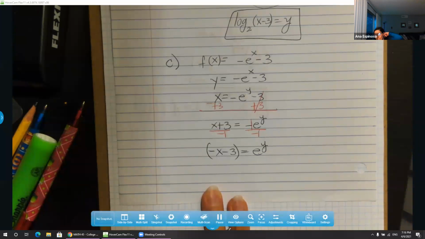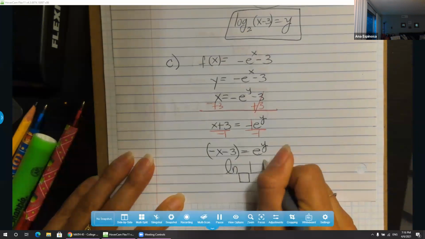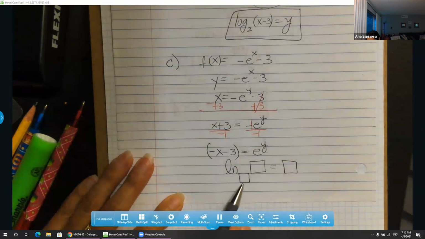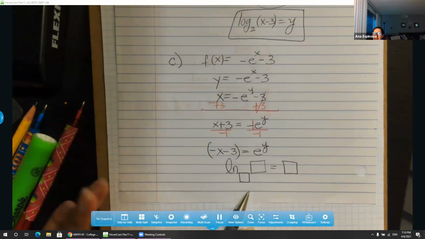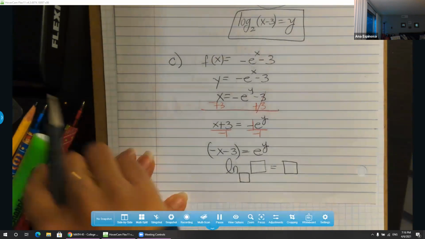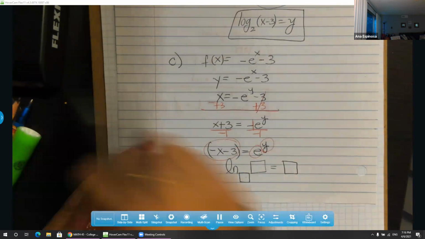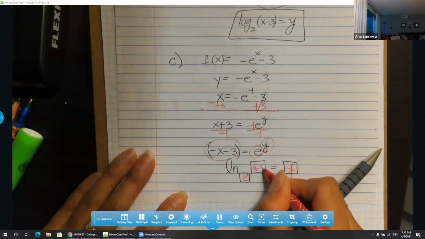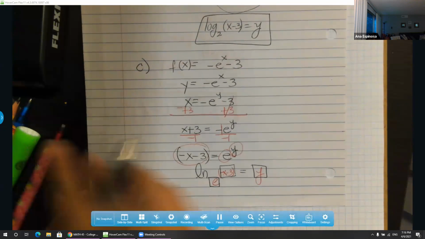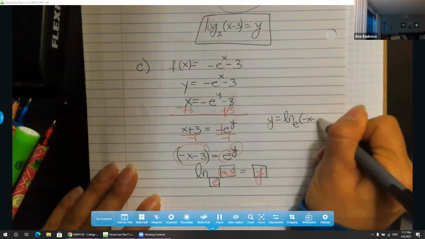You can use ln instead because ln and e eventually cancel, but it's up to you. So let's use ln of a box equals a box. The reason I want to use ln is because if I put an e here, eventually I don't have to write it. It's like writing an x without a coefficient. So the base, here's a piece, here's an e, here's a y. The base is e. It's raised to the power y, and that equals negative x minus 3.